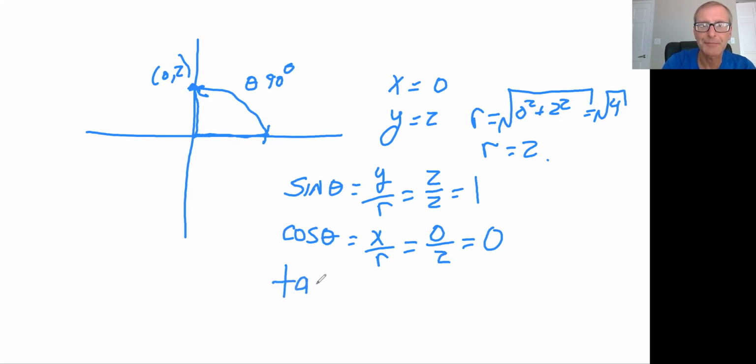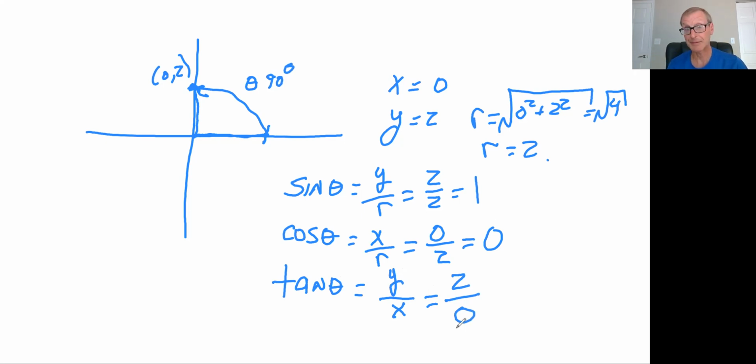So now we have tangent. So what does tangent equal? Well, tangent equals y over x. So what do we have for this one? Well, the y value is 2, but what is our x value? 0. And you can't divide by 0. So by definition, we call this undefined.